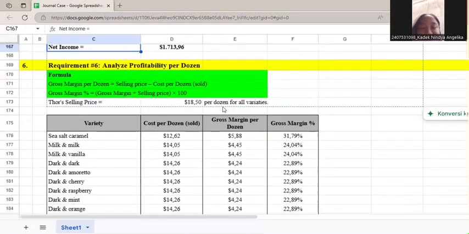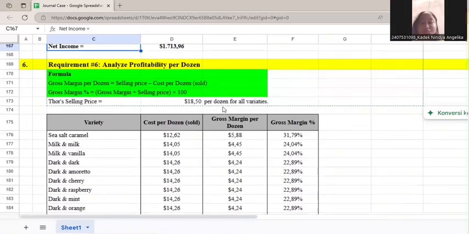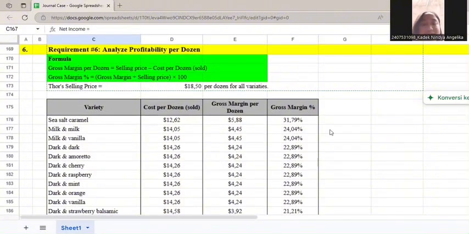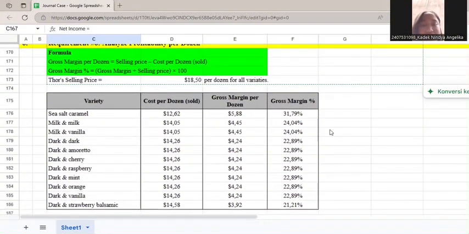Okay, so thank you for the opportunity. Next, we're gonna move to requirement number 6, where we're gonna analyze profitability per dozen. So here we're gonna find the gross margin per dozen and the gross margin percent. The formula of gross margin per dozen is selling price minus cost per dozen sold. And the second is gross margin percent. The formula is gross margin divided by selling price, multiplied by 100. The selling price we can see there is 80.50.